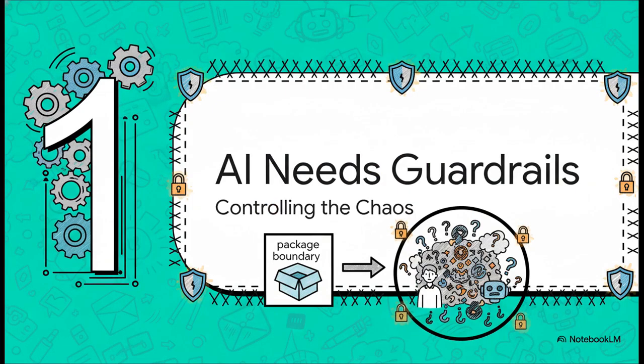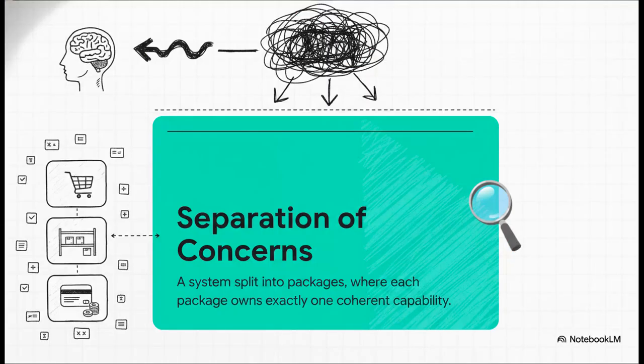Section 1. AI needs guardrails, controlling the chaos. You see, to actually solve this problem, we first have to recognize that ambiguity is the ultimate enemy of an AI assistant. If an AI doesn't know exactly where a specific behavior belongs, it just guesses. And guessing leads to total chaos.